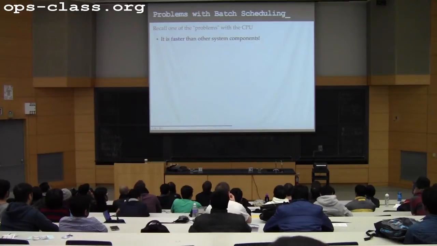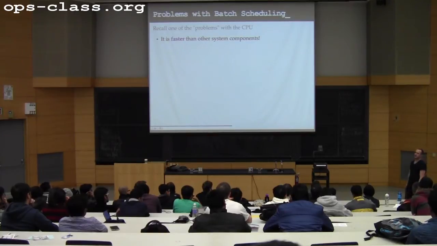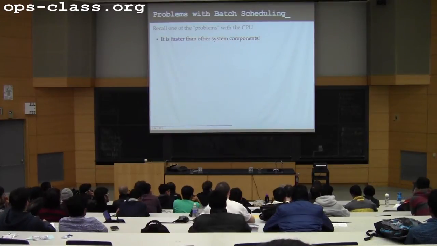Yeah, so the CPU in a batch scheduling system, unless these jobs are really carefully written, which is normally not the case, ends up spending a lot of time just hanging out, waiting for stuff to happen. Waiting for the memory to get done with a particular operation, waiting for the disk. So the problem was that this approach doesn't make very good use of the system resources.